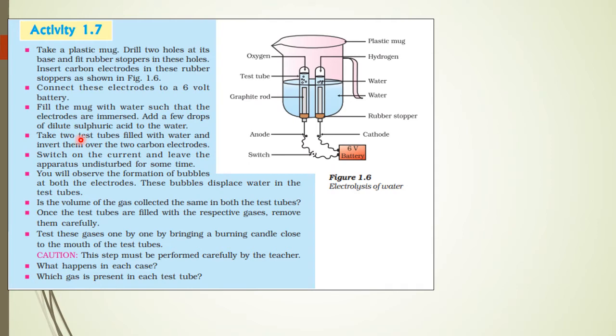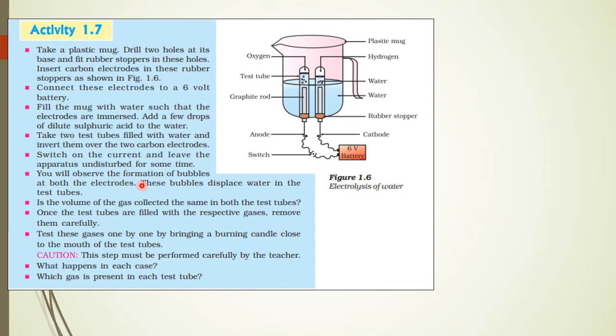Take two test tubes filled with water and invert them over the two carbon electrodes. So you take two test tubes filled with water and just invert them over the graphite rods. Switch on the current and leave the apparatus undisturbed for some time.